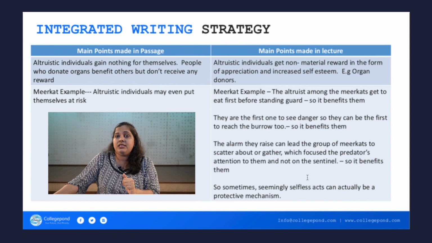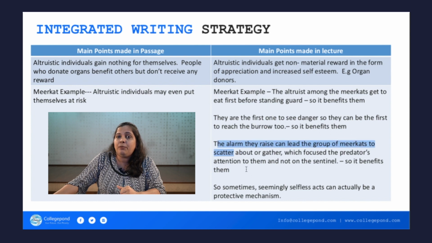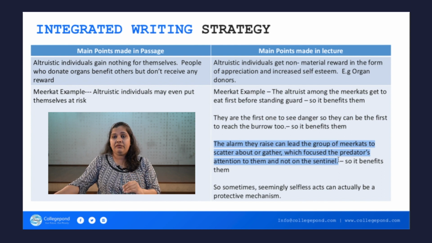The next point she mentions is about the alarm that they raise, right? The alarm that they raise can lead the group of meerkats to scatter about or gather, which focuses the predator's attention to them and not on the sentinel. So that's a big benefit. It is directly contradicting what is said in the passage.